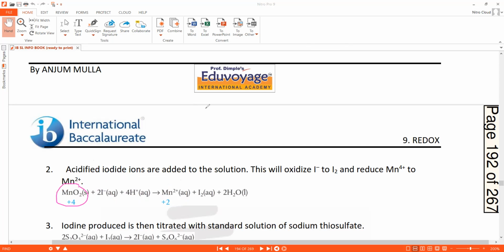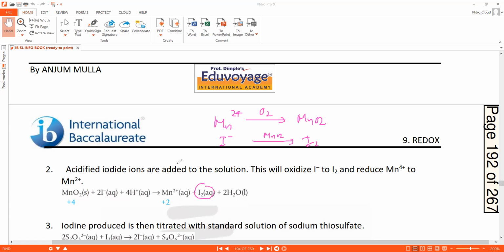So Mn2+ is oxidized by oxygen to MnO2, and then in step 2, MnO2 will oxidize iodide to iodine.